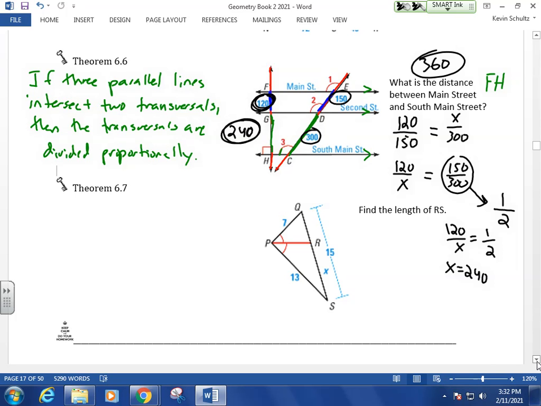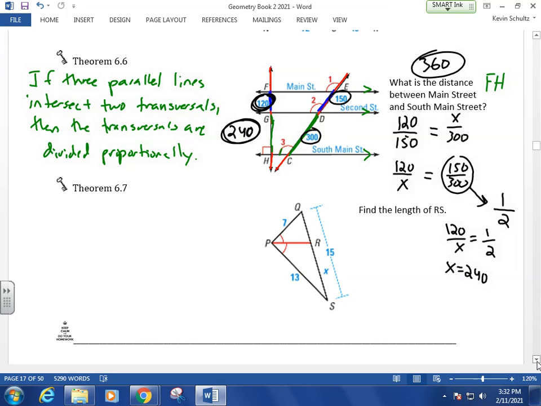So this is another example. We've seen this before, where we had to solve for X, solve for GH, but 240 wasn't our answer. It was just a means to get to a larger question, which was what is the distance from Main Street to South Main Street?